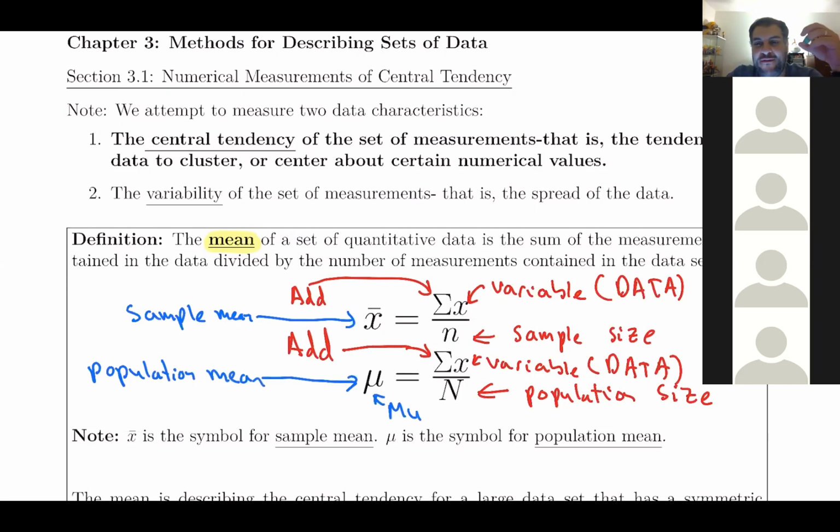So if I have the entire population and I find the mean of that entire population, we say mu. If we find the mean of a sample, then that's the sample mean, and we represent that by doing X bar. So it is important that you know the difference between X bar and mu, because throughout the whole semester, we're going to be using this notation for the formula.